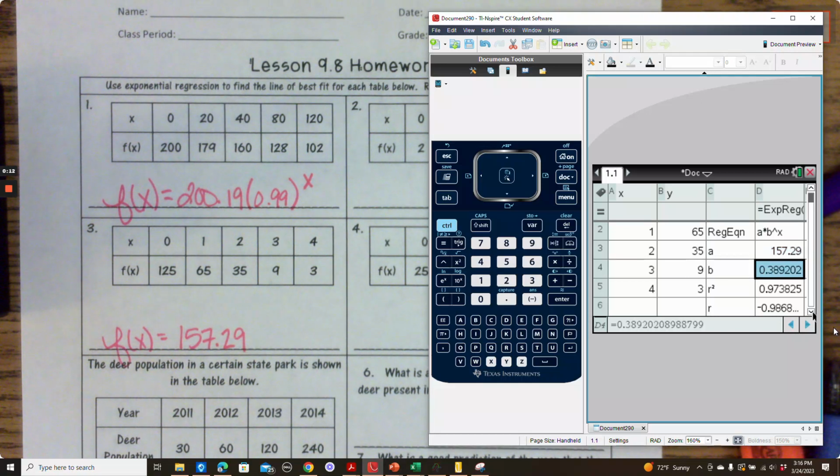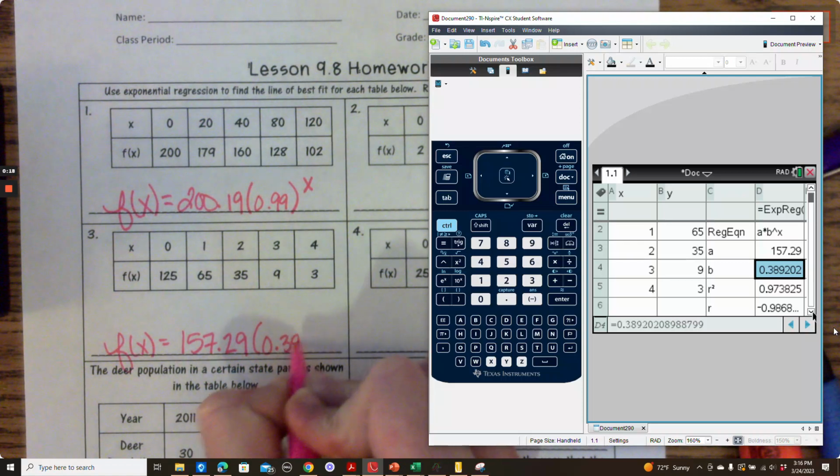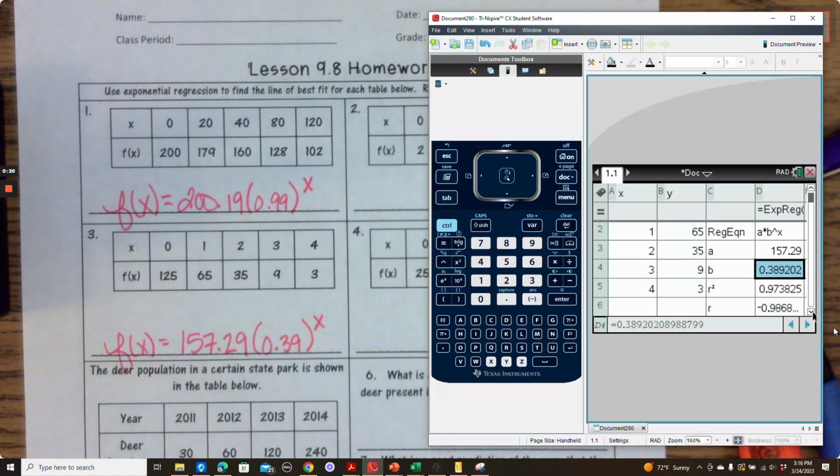All right, the B value is 0.389. Will that 9 make it round? Yes. So it's going to be 0.39x. Don't be too hard on yourself for rounding. I can tell usually, and I know the calculators kind of spit out different estimates every time, so don't stress yourself too much over the rounding.